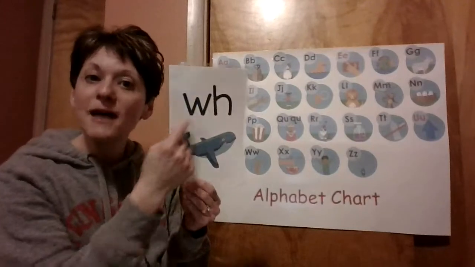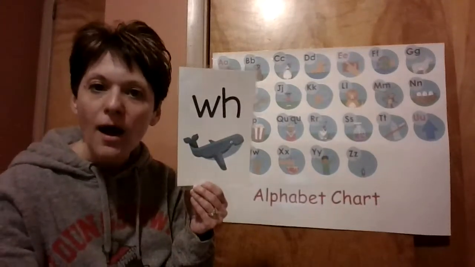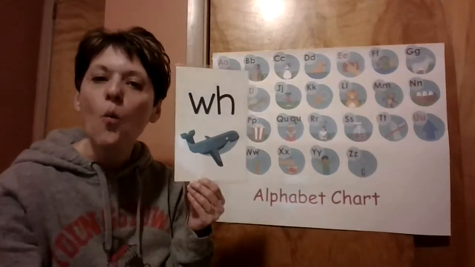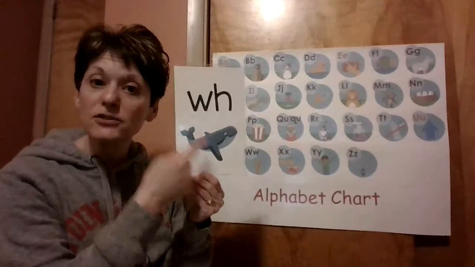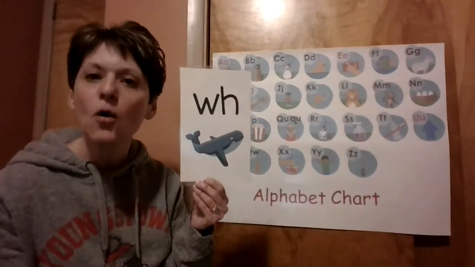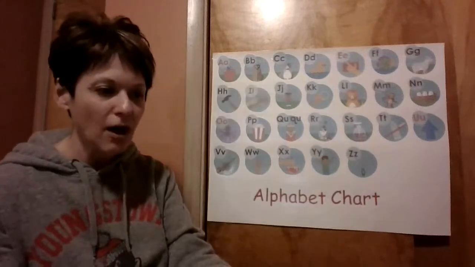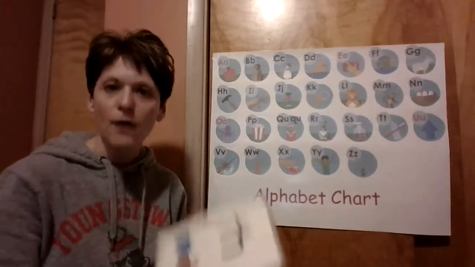WH. And when W and H are together, it makes the sound W, just like the word whale. So we will say letters are WH, sound is W. Great job. Are you ready? We're going to do our digraphs and then we'll do our vowel sounds.